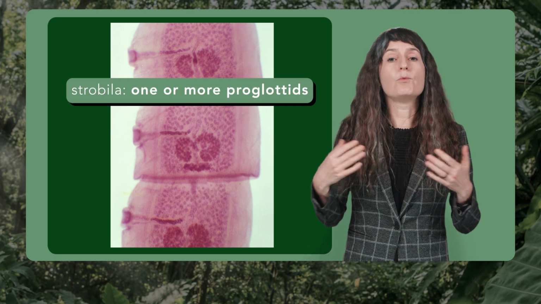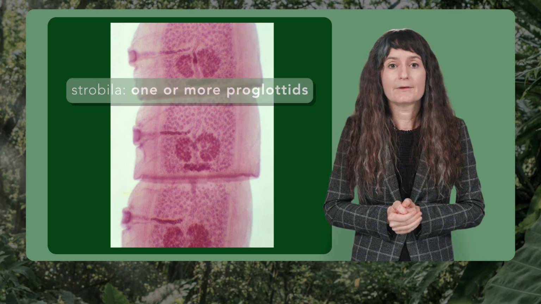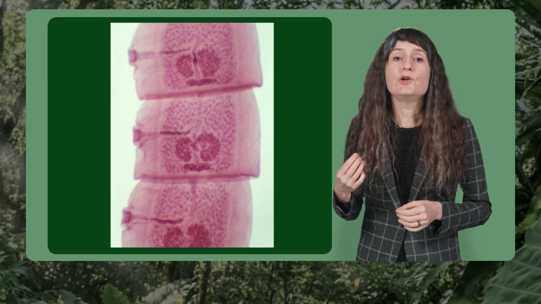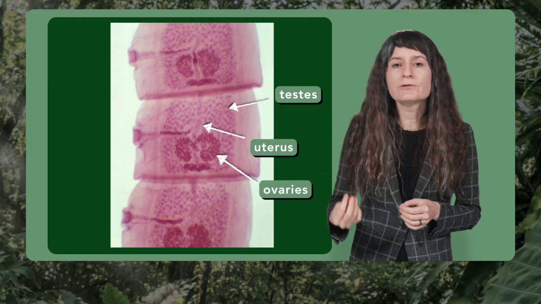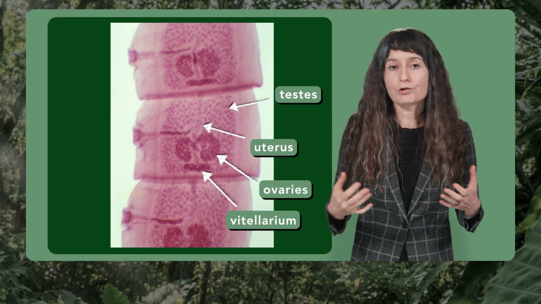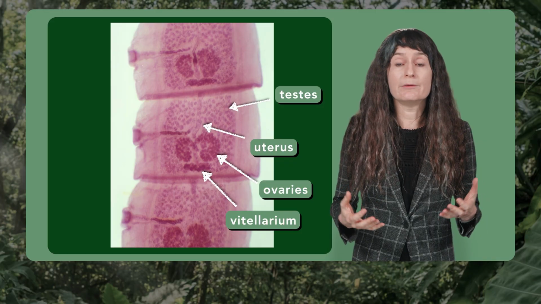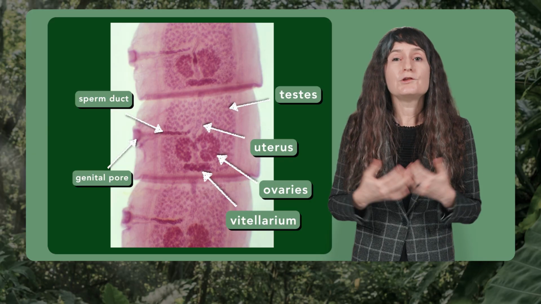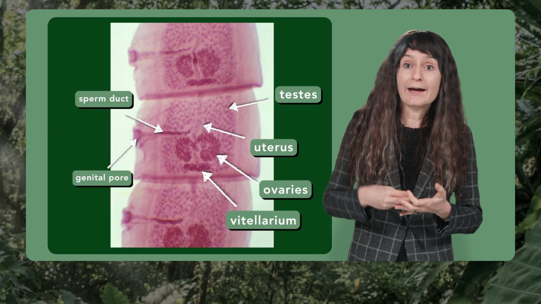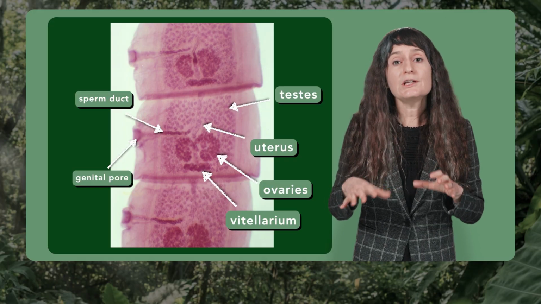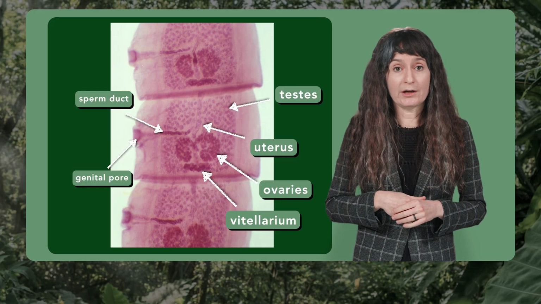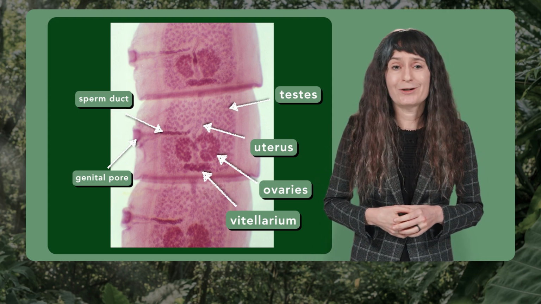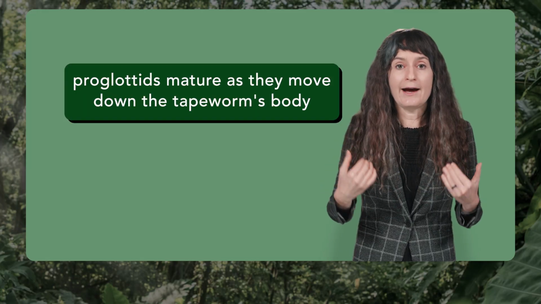A strobila is composed of one or more proglottids. Here, you can see proglottids that are stained pink. In each proglottid, you can pick out some testes, a uterus, 2 ovaries, and a vitellarium. The vitellarium is the structure that produces the yolk and the shell of the eggs that are going to be produced by this proglottid. Then you have a sperm duct and a genital pore. The genital pore is where sperm comes in, and it's also where eggs go out of the proglottid. So each proglottid is its own independent reproductive structure, and if you string thousands of these together, you get one nice, long tapeworm.